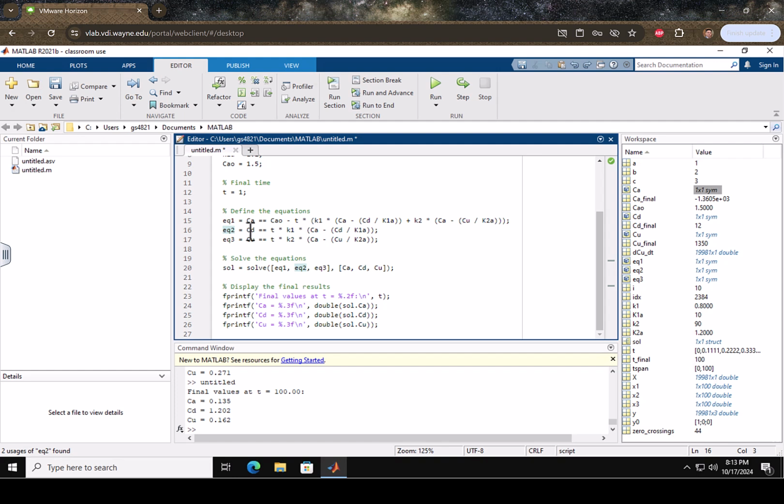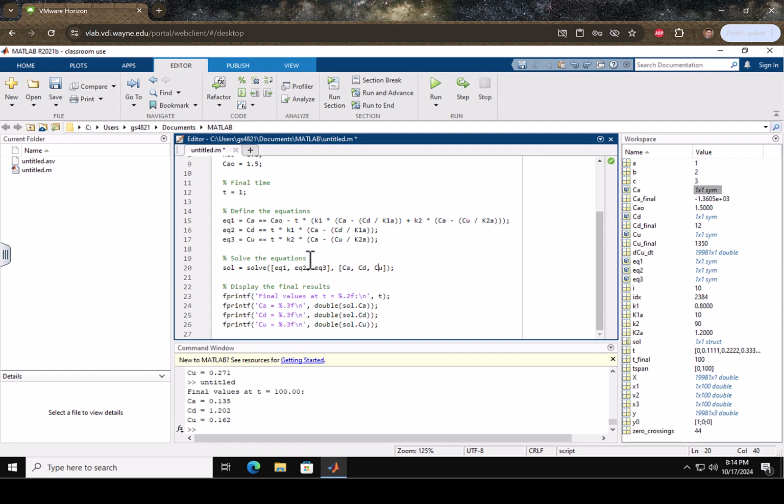Then you're saying that equation number 2 is equal to our second design equation. Equation 3 is our third design equation, which is our undesirable product. And then the last thing you're going to want to do is tell MATLAB to solve the series of equations. So you're going to solve your first equation, your second equation, and your third equation by varying the symbolic variables CA, CD, and CU.